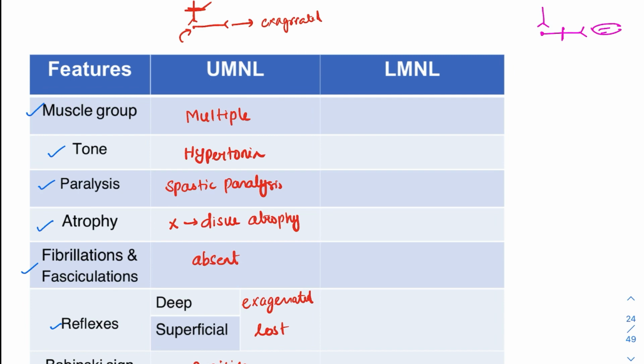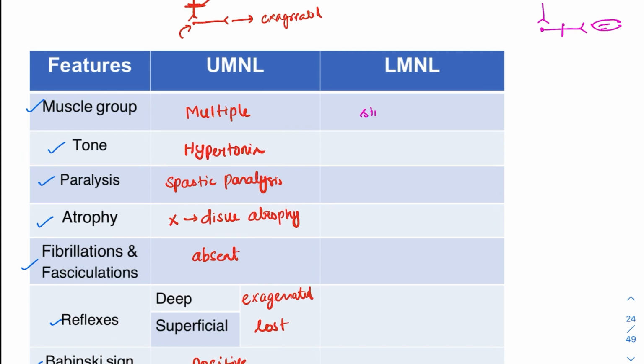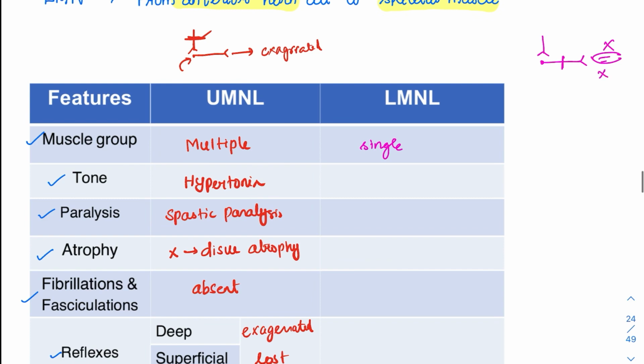So the group of muscles involved will also be very, very little, because it is going to a specific group of muscles. A single group of muscles is involved. Then what will happen to the tone? The muscle is not getting the supply. Is the muscle getting the supply here? The muscle itself is not getting the supply. So obviously the tone is lost. So it will cause hypotonia.